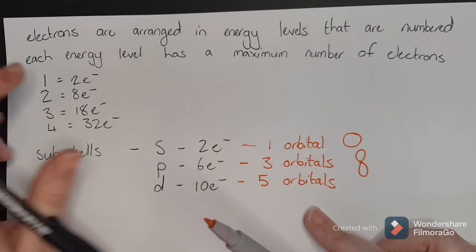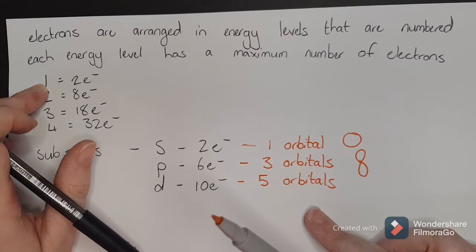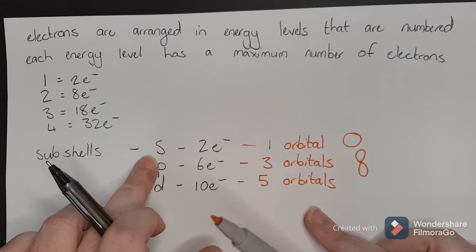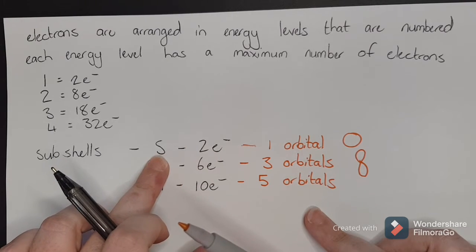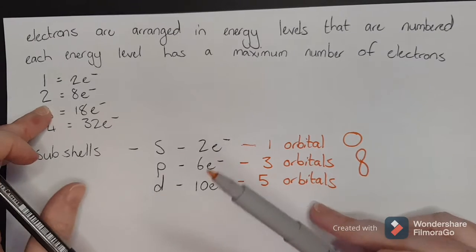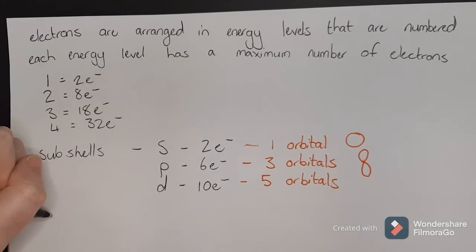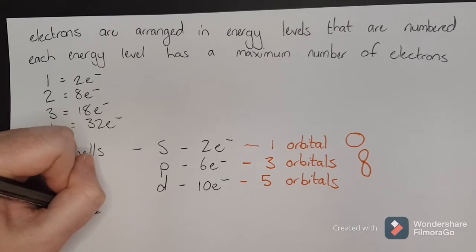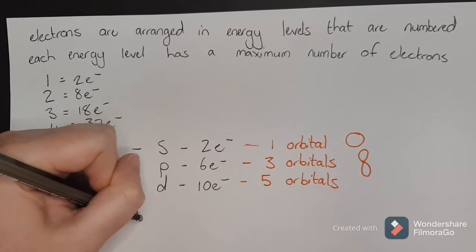Okay, so we have a subshell, which is made up of orbitals, and each subshell makes the energy level. So first energy level has 2 electrons in it, so it is made up of just 1 S subshell for the 2 electrons. The second energy level, so let's write that down. So we have the first energy level made up of an S subshell.